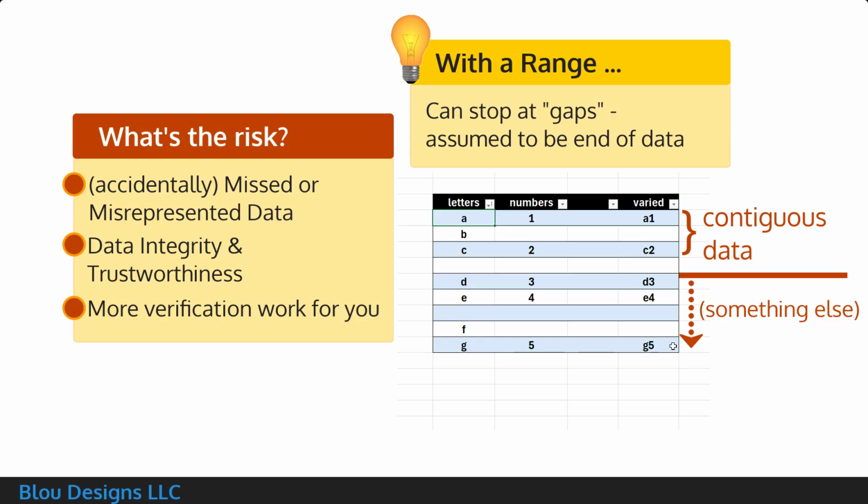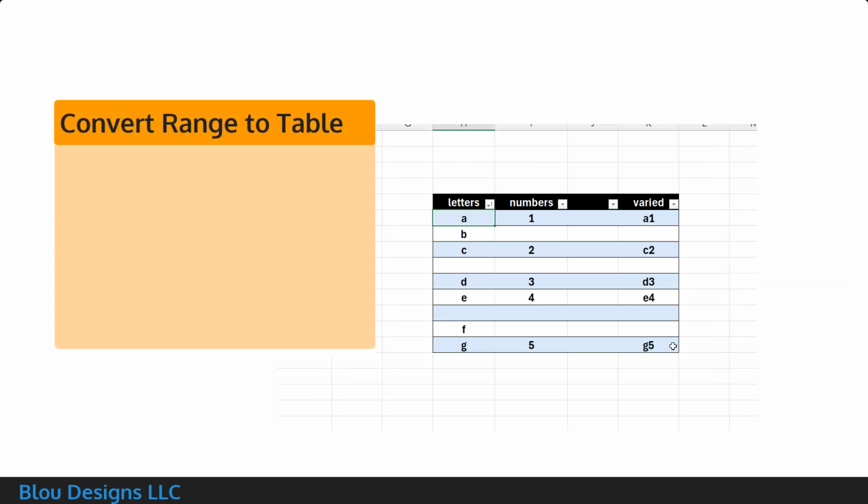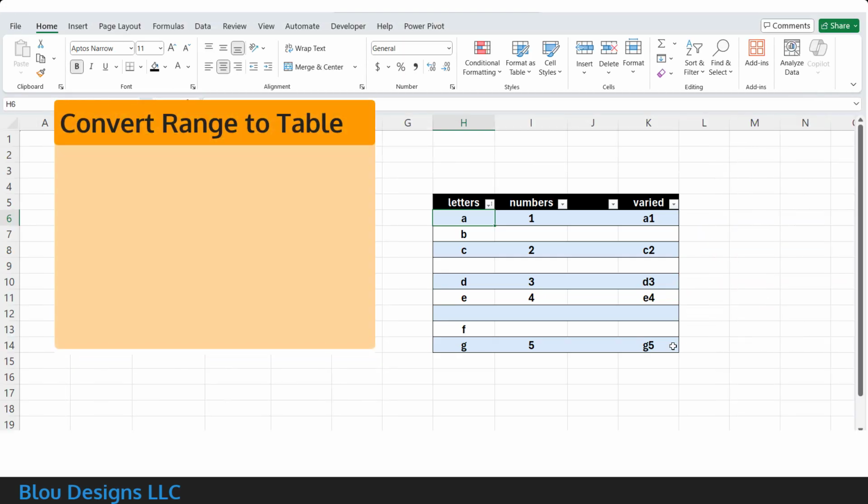So, to make sure that Excel features like sort and filter and even things like pivot tables are applied to your data the way you intend or assume they will, you want to be explicit with Excel about what data should be included. One of the easiest ways to do that is convert your normal range into an Excel table.